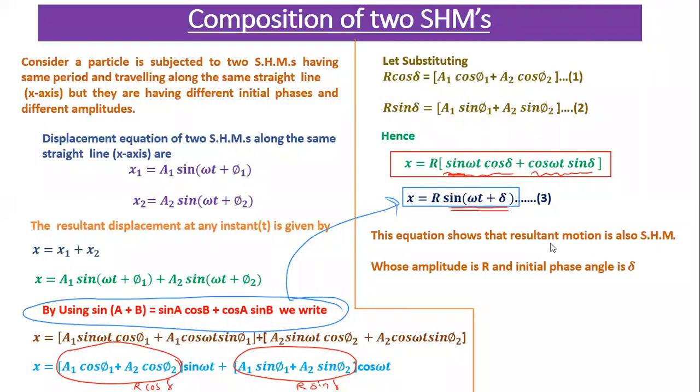In this equation, this r is the resultant amplitude, this omega t plus delta is the total phase, and this delta is the phase angle. Now here we have to obtain the expression for r as well as the expression for delta. Both expressions we have to obtain.